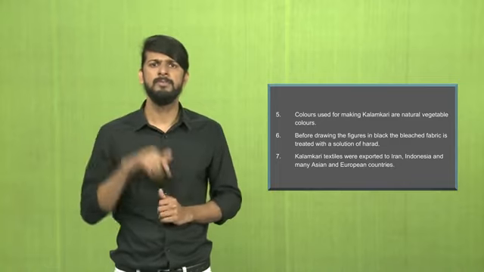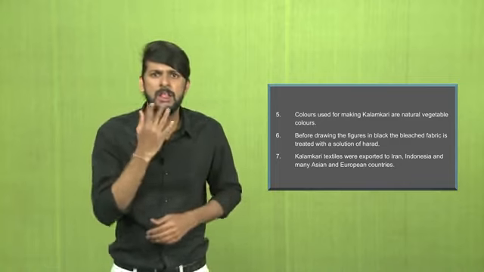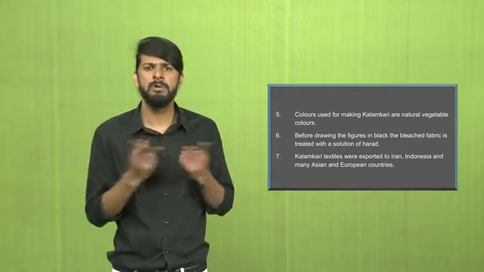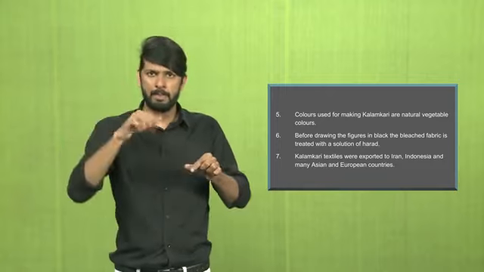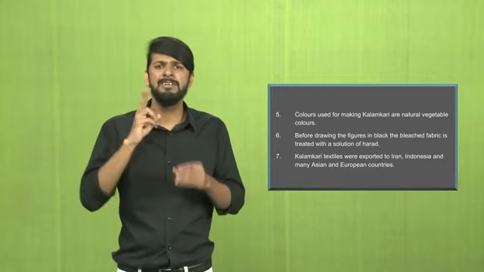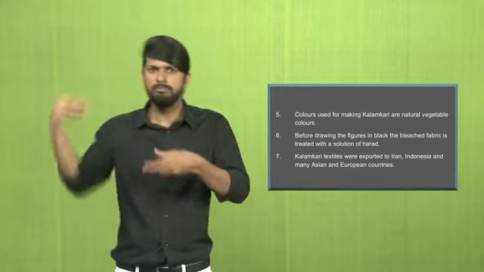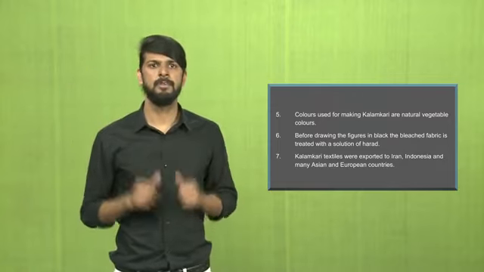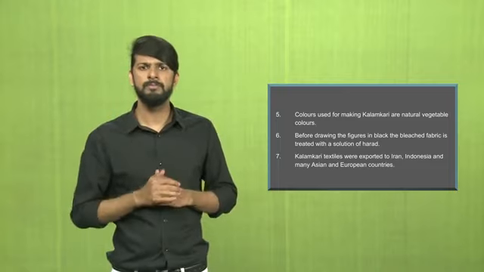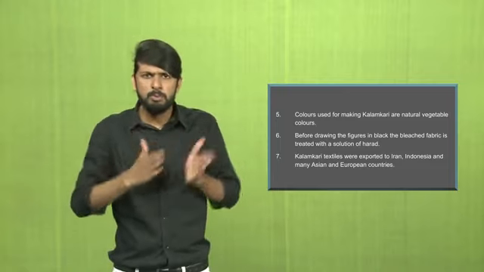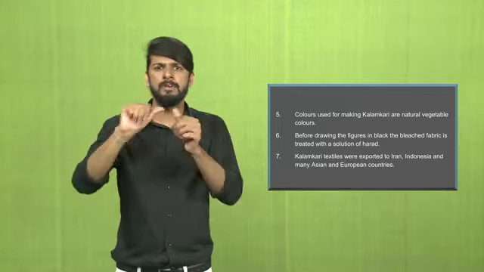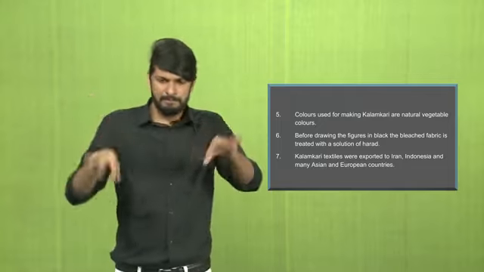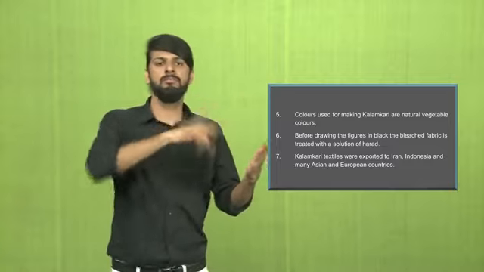Answer number 5. The colors used for making Kalamkari are natural vegetable colors. Answer number 6. Before drawing the figures in black, the bleached fabric is treated with a solution of harar.